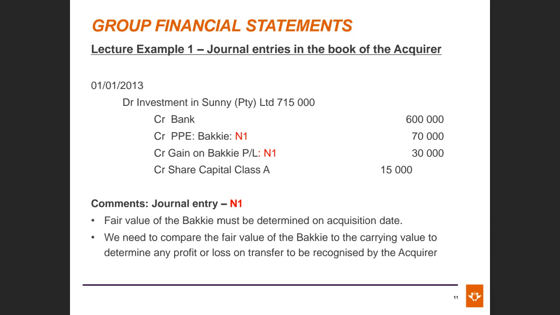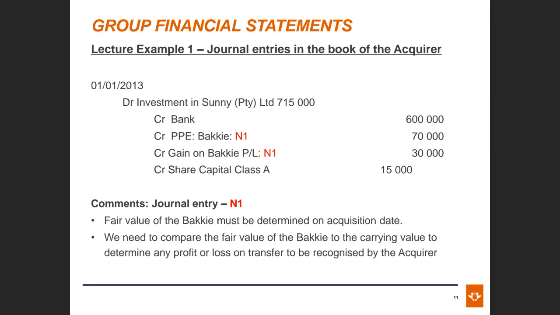So remember, we paid 600,000 Rand in cash. So we're going to credit bank because our bank account is going down, because Pop took 600,000 Rand out of the bank account and paid it over for Sunny. There was also the baki that was used to pay for the investment in Sunny. Now remember we said that at acquisition date, we need to fair value this baki.